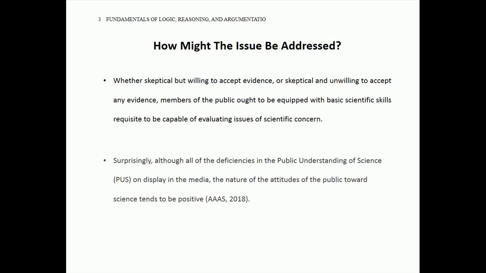Whether skeptical but willing to accept evidence, or skeptical and unwilling to accept any evidence, members of the public ought to be equipped with basic scientific skills required to be capable of evaluating issues of scientific concern. Surprisingly, despite all of the deficiencies in the public understanding of science (PUS) on display in the media, the nature of the attitudes of the public towards science tends to be positive. Oz, 2018. How might the issue be addressed?